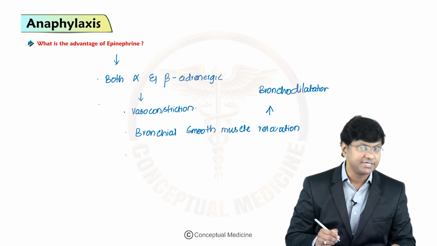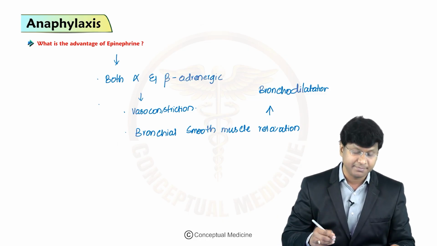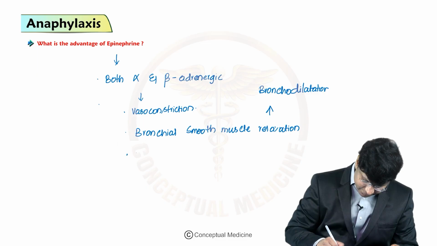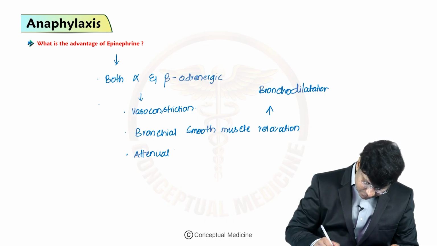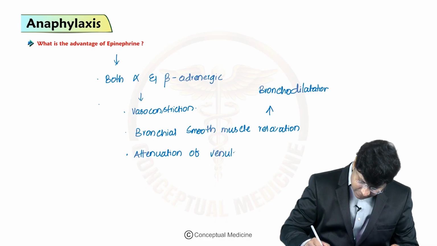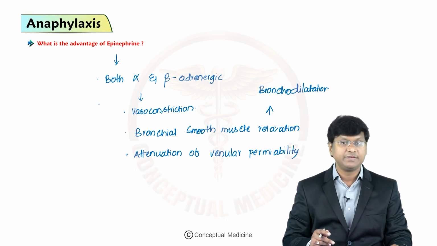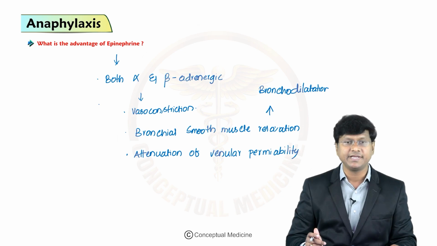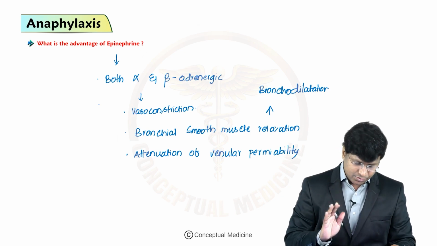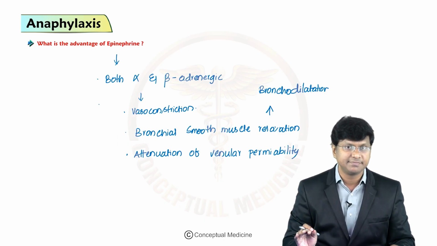And another important advantage is attenuation of enhanced venular permeability. So, the venular permeability will be reduced and thereby there will be increase in the intravascular volume. So that is the advantage of the epinephrine acting on both alpha and beta receptors.